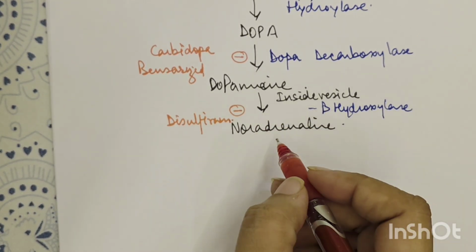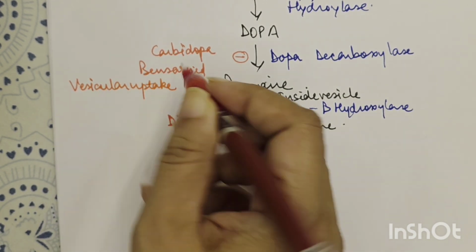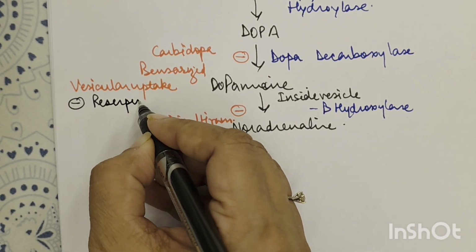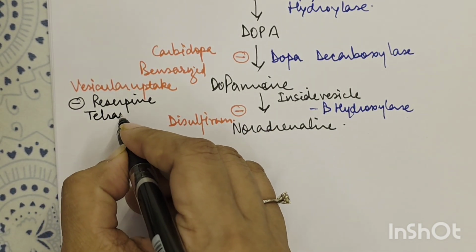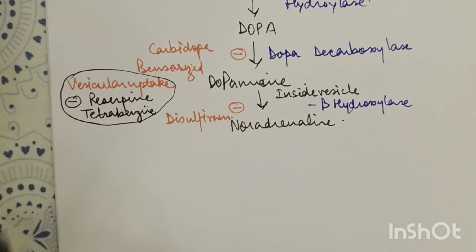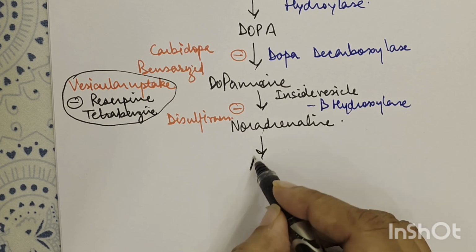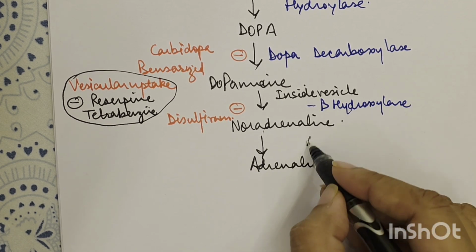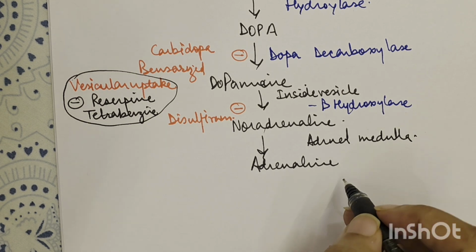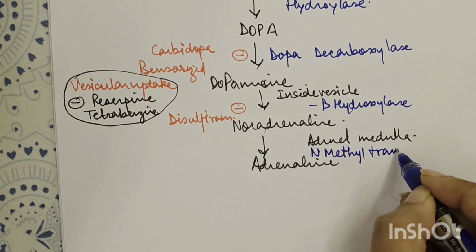Another thing, the vesicular uptake is inhibited by reserpine and tetrabenazine. You have to remember, this vesicular uptake is inhibited by reserpine and tetrabenazine. Then the system moves forward and it is converted to adrenaline, and this conversion occurs in the adrenal medulla. The enzyme acting here is N-methyl transferase.